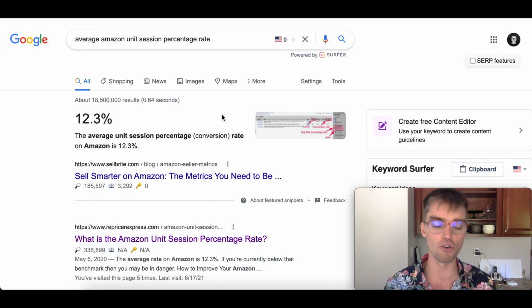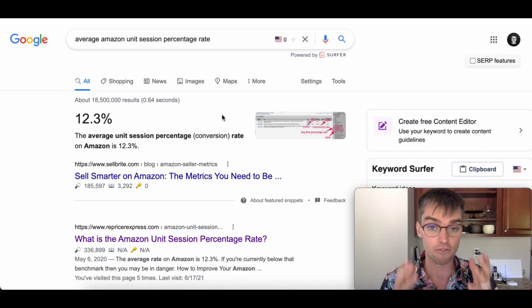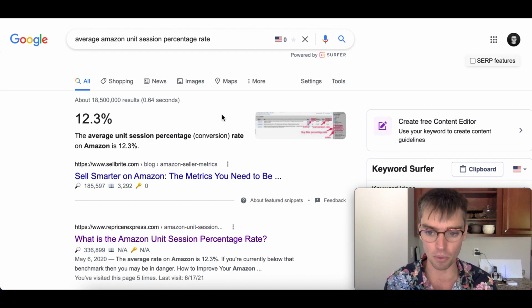Some of the ways to improve your unit session percentage rate for your own listing are getting more positive reviews and decreasing your price point. Those are two ways that maybe you have a little bit less control on. But what's in your control, and where I've seen by far the most improvement for a lot of sellers, aside from just reviews, is improving your image quality.